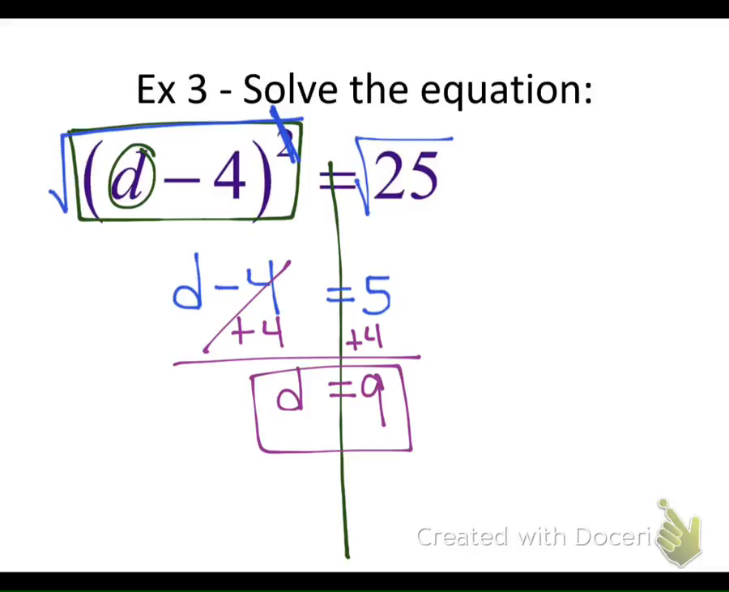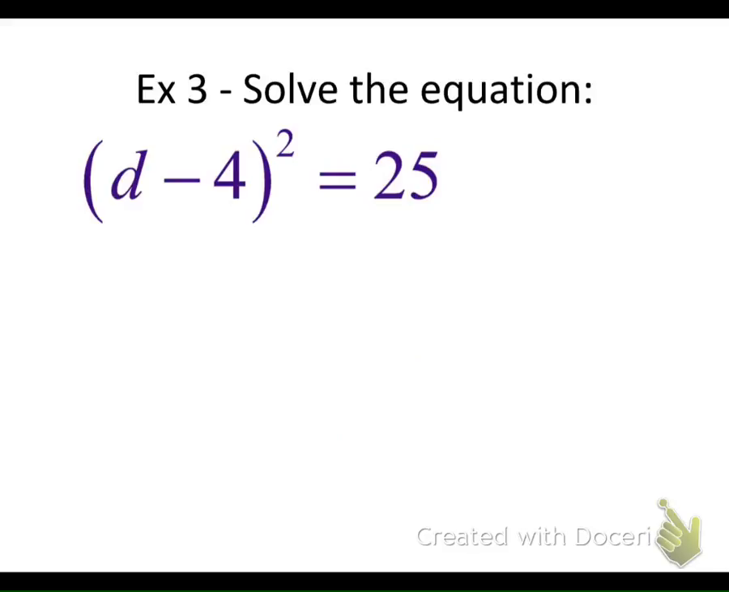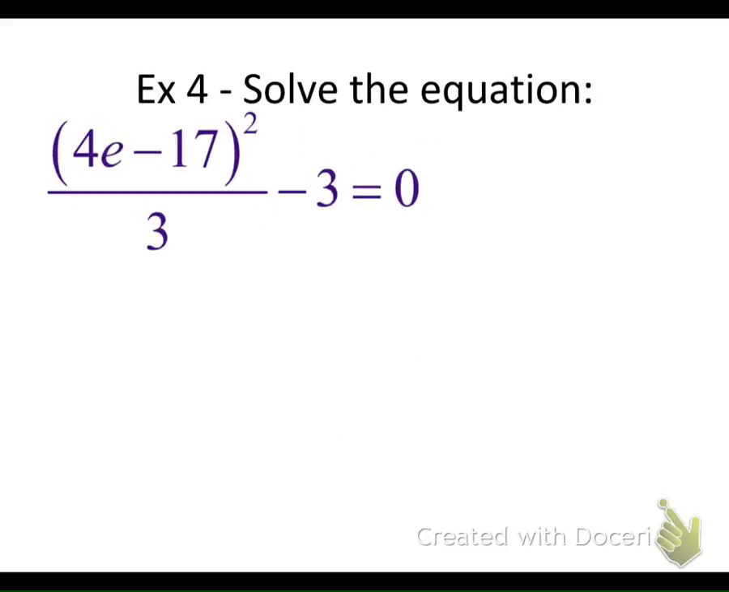Not too bad. All right, you'll have it. Let's take a look at example number 4. This one's a little bit more lengthy, but that's all right. We're going to follow the exact same steps, and you'll be just fine.